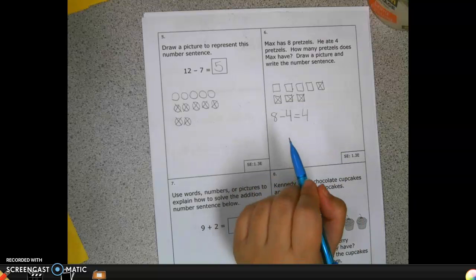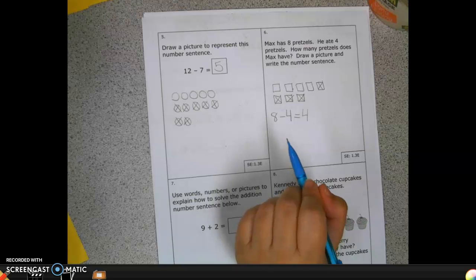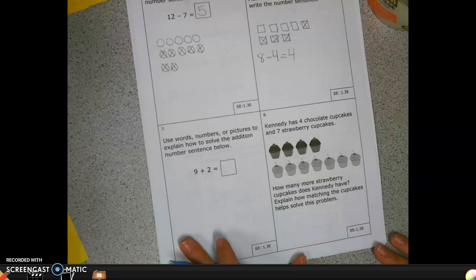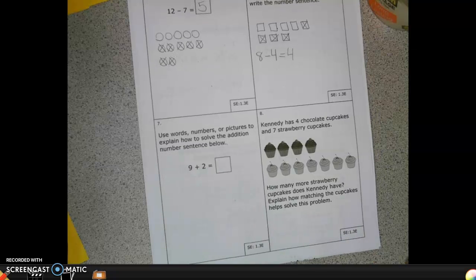If you want to draw a picture with circles or triangles, you can do that. You could even draw pretzels. That would be okay. Number 7, use words, numbers, or pictures to explain how to solve the addition number sentence below.